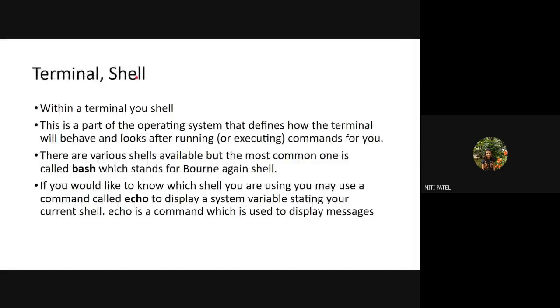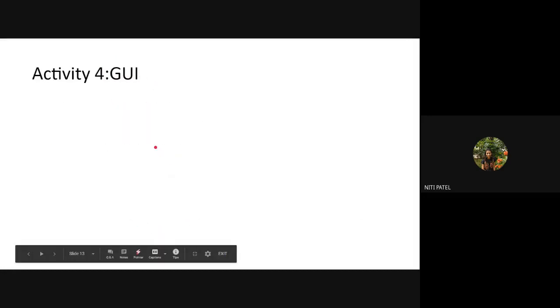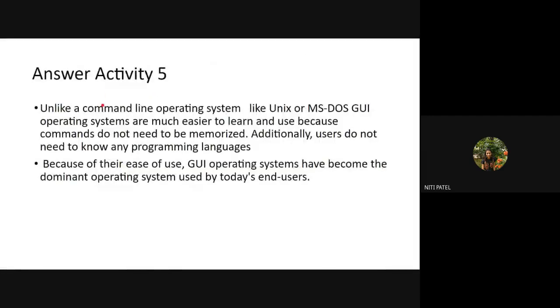Now next is GUI. What does GUI stand for? Graphical User Interface. So either you make use of these commands, or if you do not know the commands, you can use the GUI part of Linux. Unix and MS-DOS were command line operating systems. They did not have any GUI, whereas Windows and Linux are GUI as well as command line. Okay.